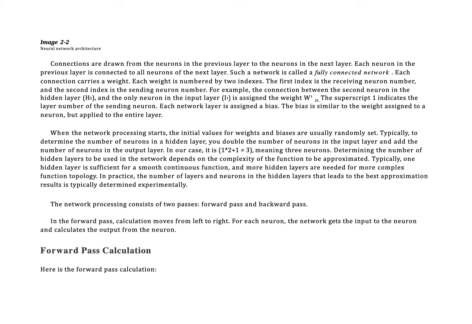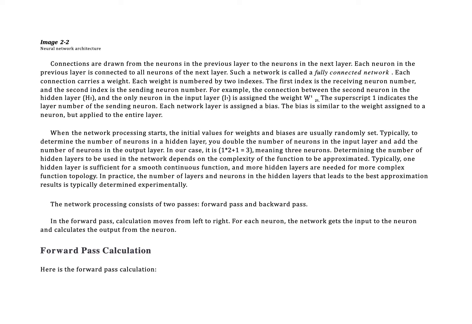Each connection carries a weight. Each weight is numbered by 2 indexes. The first index is the receiving neuron number, and the second index is the sending neuron number. For example, the connection between the second neuron in the hidden layer, H2, and the only neuron in the input layer, I1, is assigned the weight W¹₂₁. The superscript 1 indicates the layer number of the sending neuron.